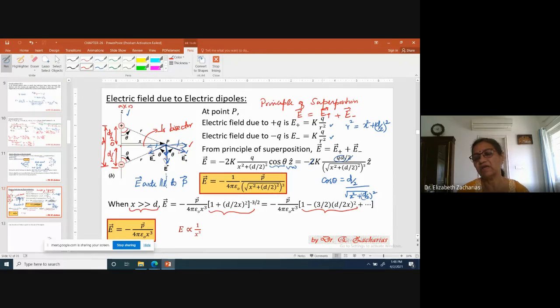As such, you said X is much, much greater than D. So here we have X square is much, much greater than D square for the second term. So the second term itself you can neglect. Therefore, this is just going to be equal to 1, and you're just going to get electric field is equal to minus P by 4 pi epsilon naught X cube, or the electric field is proportional to 1 by cube of the distance. Electric field is proportional to 1 by cube of the distance for a dipole.